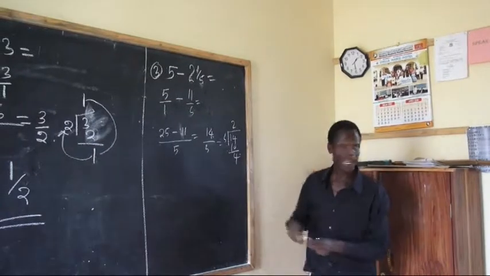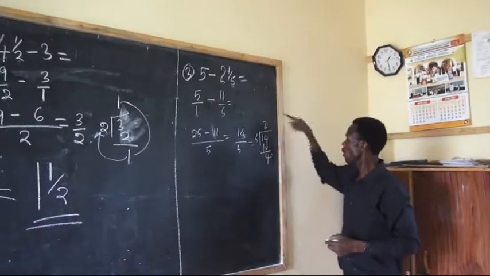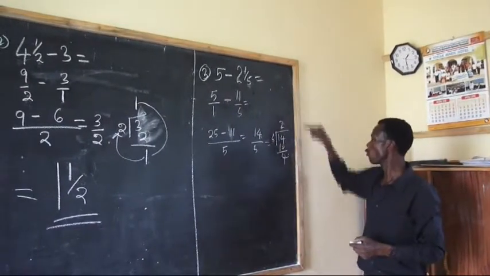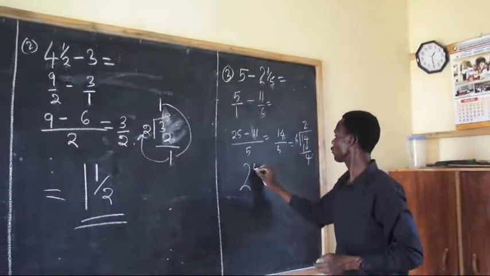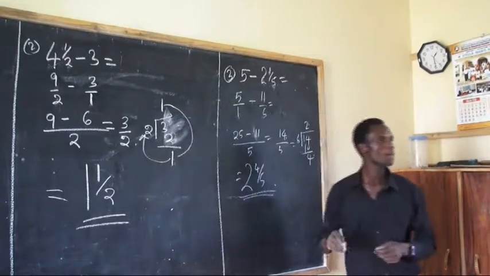So to write an answer, you take this one, then 4. It is 2, 4 over 5. Now, you write 2, and the 4 over 5. So this is the answer we were looking for.